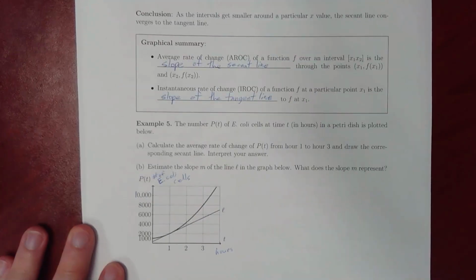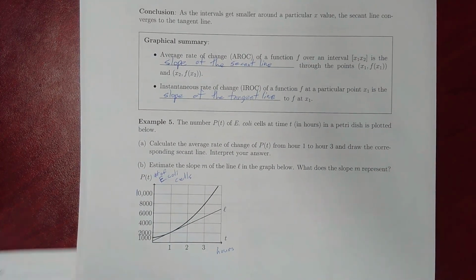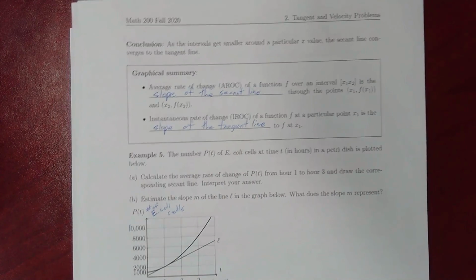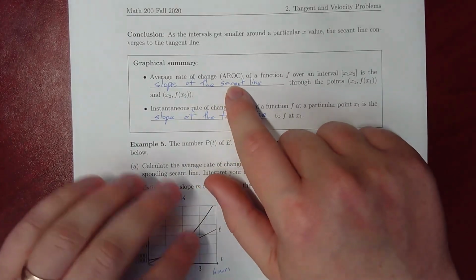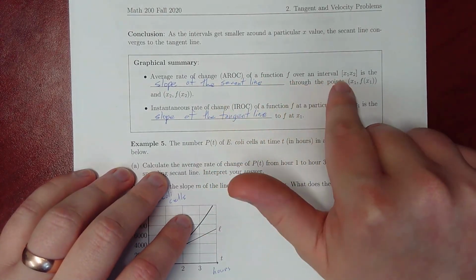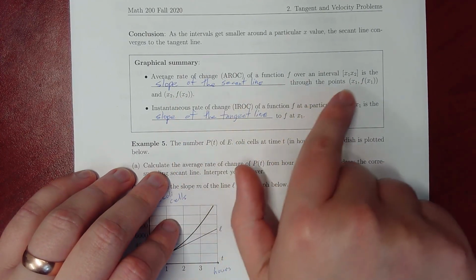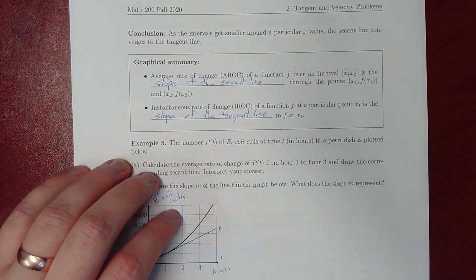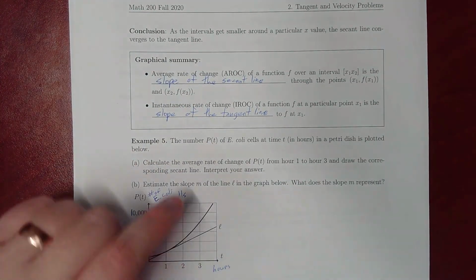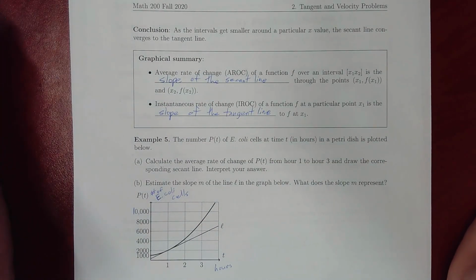So just as a little bit of a summary of what's going on graphically, as the intervals get smaller around our particular x value, the secant line will converge to the tangent line. Our average rate of change of a function f over the interval x1 to x2 is going to be the slope of the secant line through the points (x1, f of x1) and (x2, f of x2). So that's really easy to calculate. All we need are these 4 values, and then we know how to plug them into a formula. So that's not too bad.